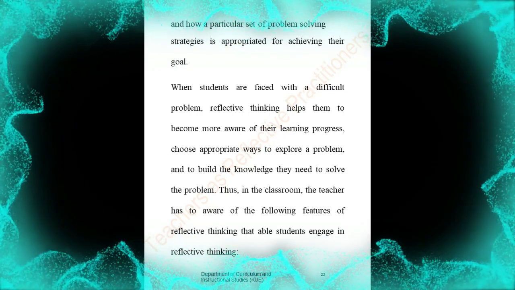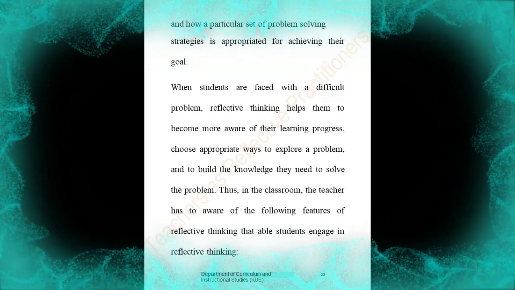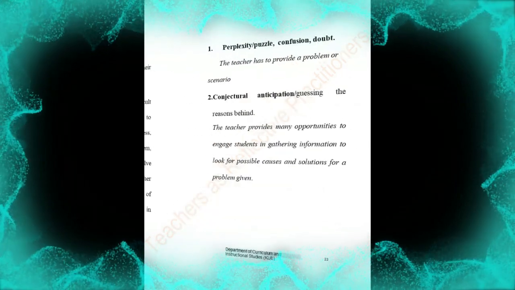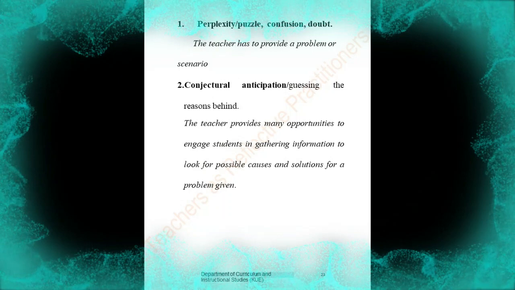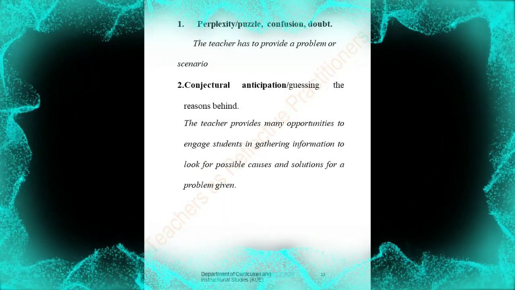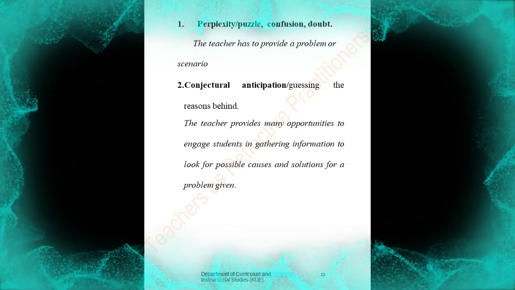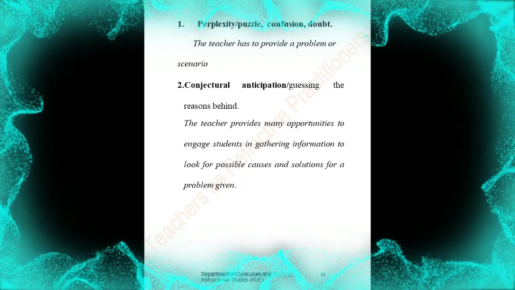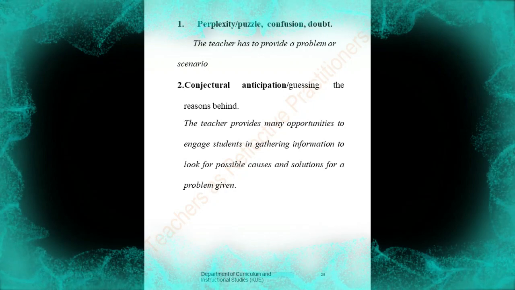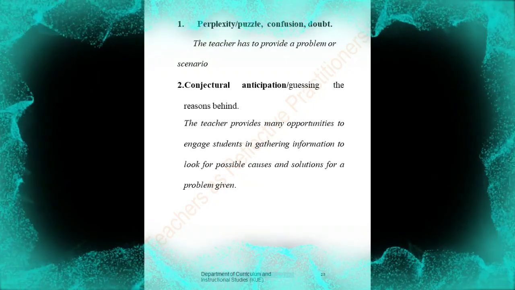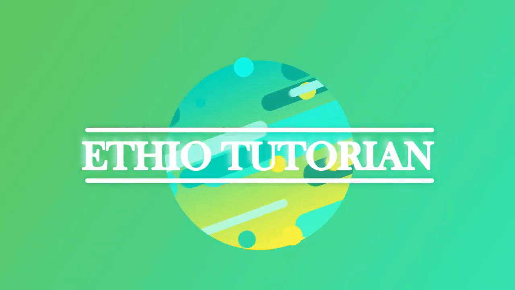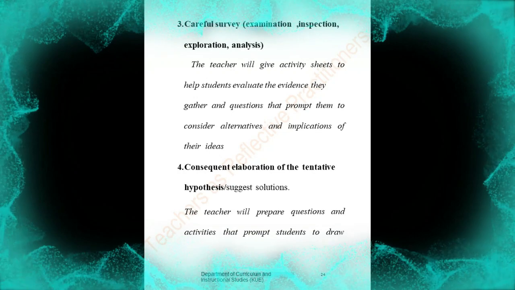Thus, in the classroom, the teacher has to be aware of the following features of reflective thinking that enable students to engage in reflective thinking. 1. Perplexity, puzzle, confusion, doubt. The teacher has to provide a problem or scenario. 2. Conjectural anticipation, guessing the reasons behind. The teacher provides many opportunities to engage students in gathering information to look for possible causes and solutions for a problem given. 3. Careful survey, examination, inspection, exploration, analysis.